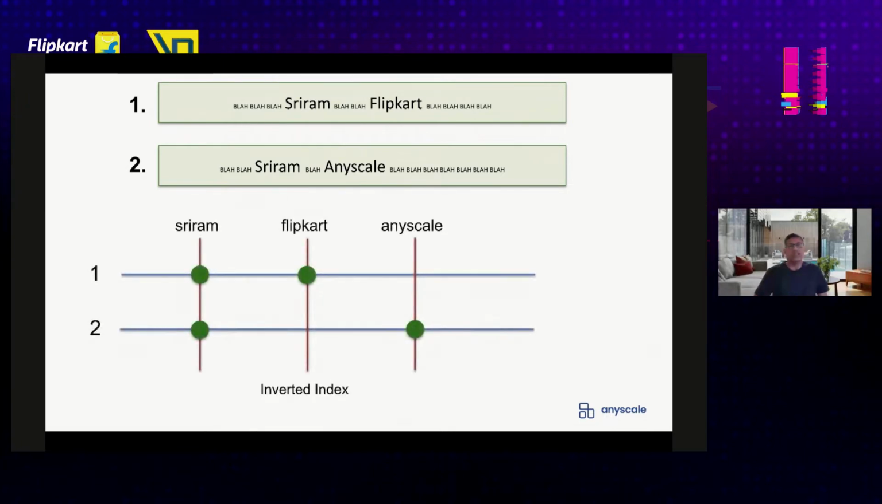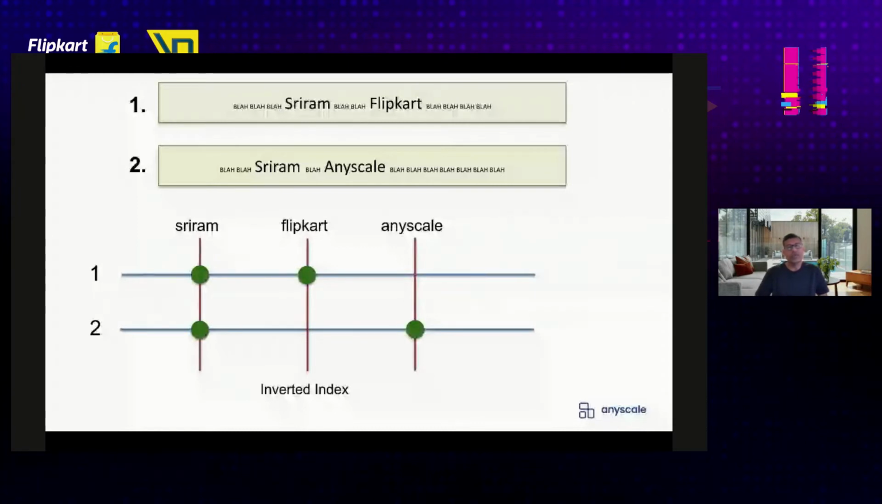The inverted index for this search index of 2 documents would look something like this. The vertical lines are the postings lists. These are the lists corresponding to the term. So for example, and the horizontal lines are the documents. So there are 2 documents labeled 1 and 2. The posting list Sriram has 2 hits. Those green circles are called hits. It hits on document 1 and document 2. Flipkart hits on 1 and Anyscale hits on 2.